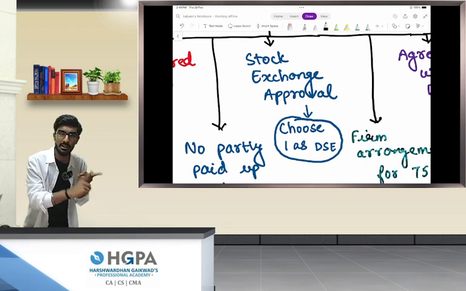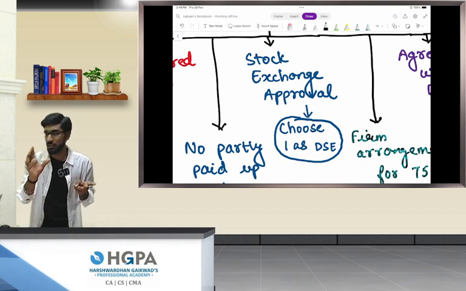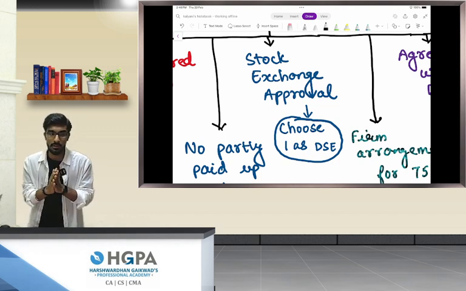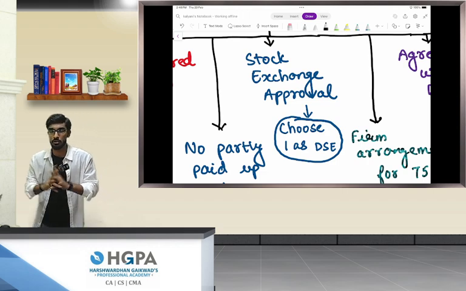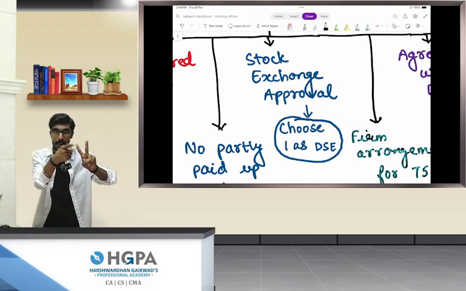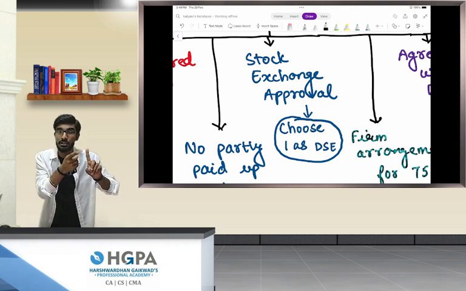No partly paid up shares. Second is stock exchange approval. Okay, among those, for example, Lenskart, if it wants to list its shares on NSE and BSE, it should choose one as the designated stock exchange.